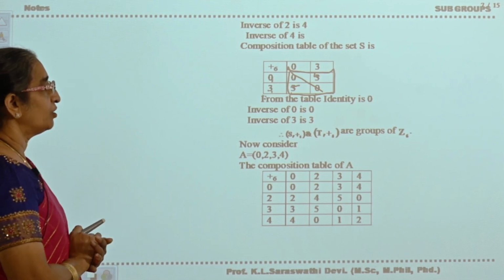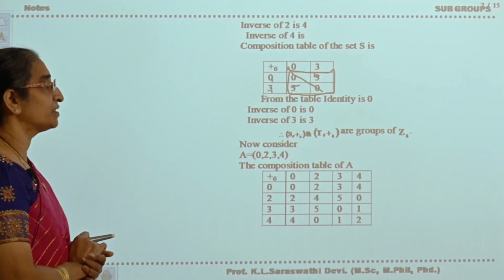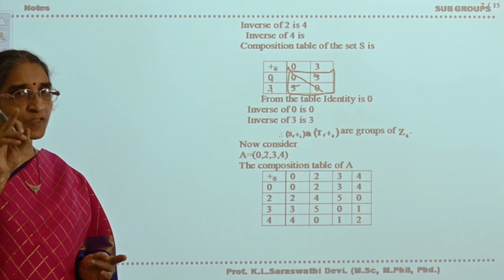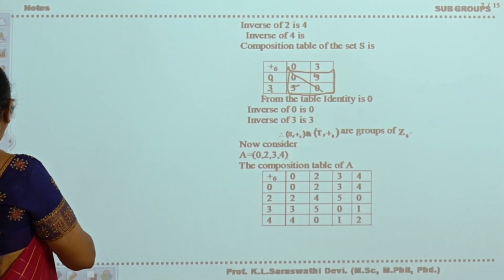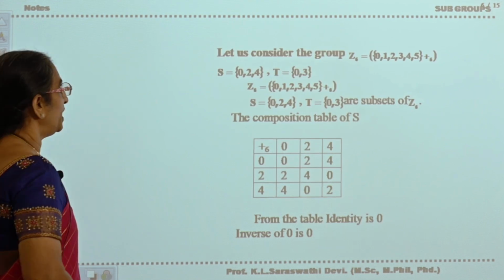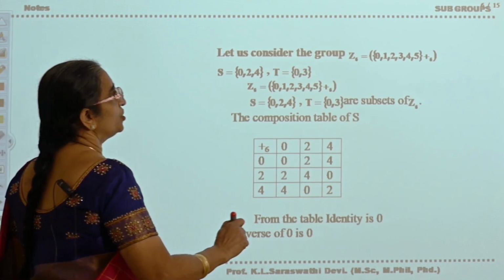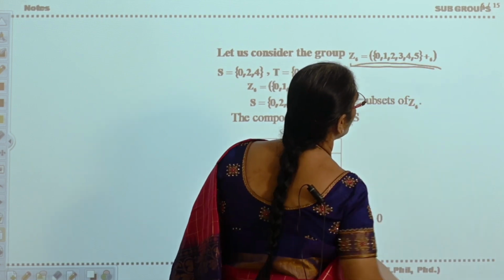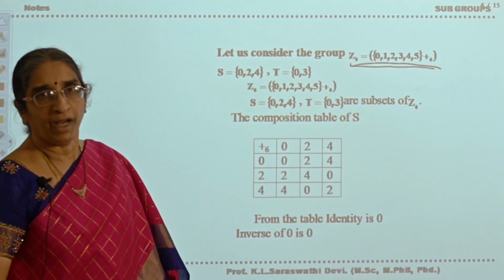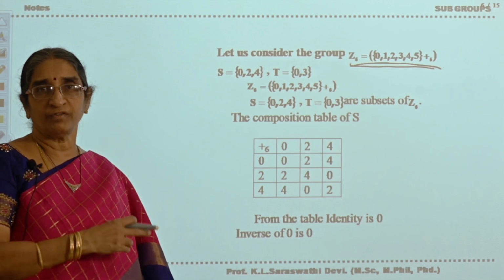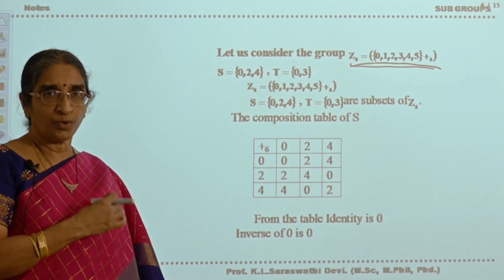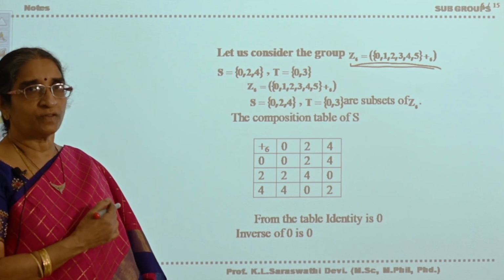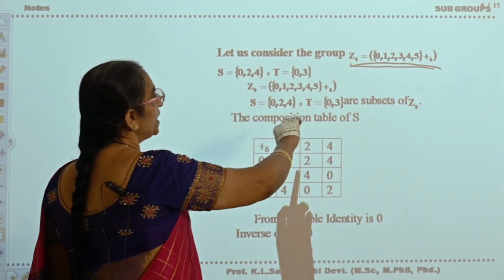Now, if you observe, S and T are groups with respect to addition modulo 6. What is the main group you have taken? The main group is 0, 1, 2, 3, 4, 5. This is also an abelian group with respect to addition modulo 6. Already we verified in group theory, groups part 1, and part 3 in problems. We have seen there that it is an abelian group.